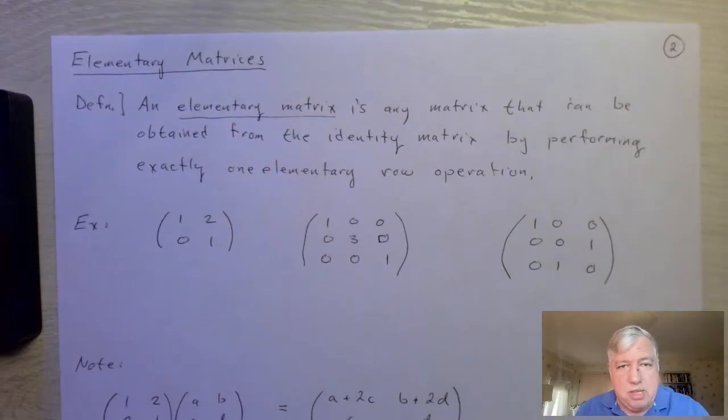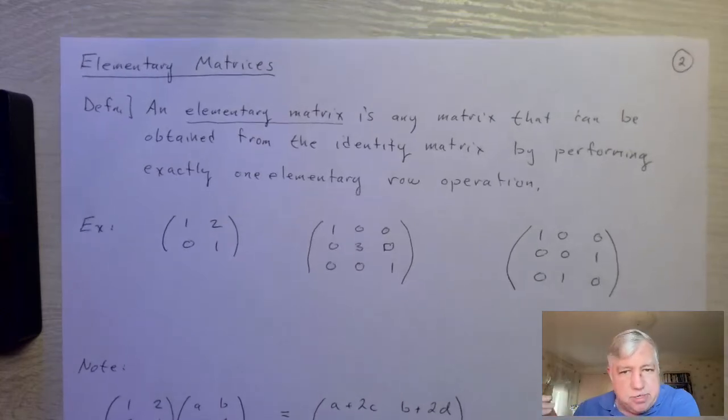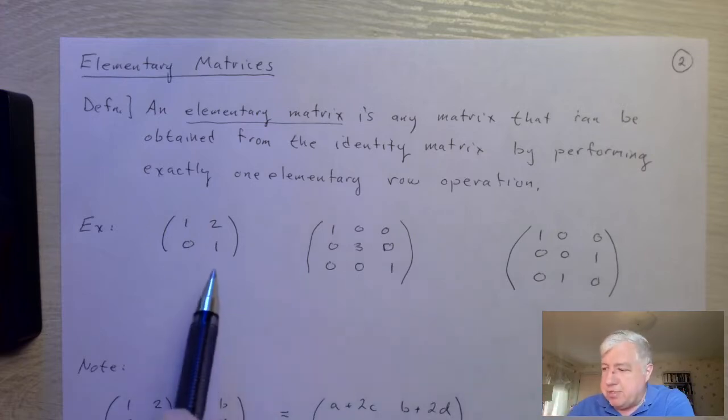First, what's an elementary matrix? It's a matrix that can be obtained from the identity matrix by performing exactly one elementary row operation. So here, in particular, an elementary matrix has to be square. Okay, and we start with the identity matrix. We perform exactly one operation.